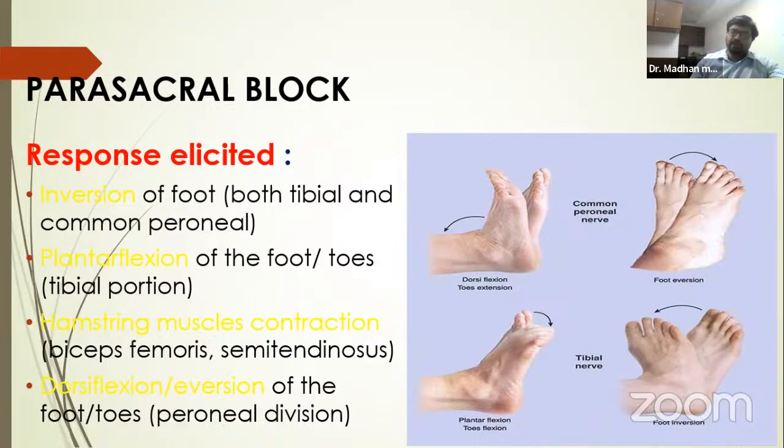So if you are getting inversion, which will be contributed by both tibial as well as common peroneal component, that will be the ideal one to go ahead. So if you are getting inversion at the appropriate current, suppose if you are doing with PNS alone, you start with the 1.5 milliamp current. Since it's a deeper block, you may even keep 2 milliamps because you may miss if you are wide away from that. If you keep the current more, you can get the track easily.